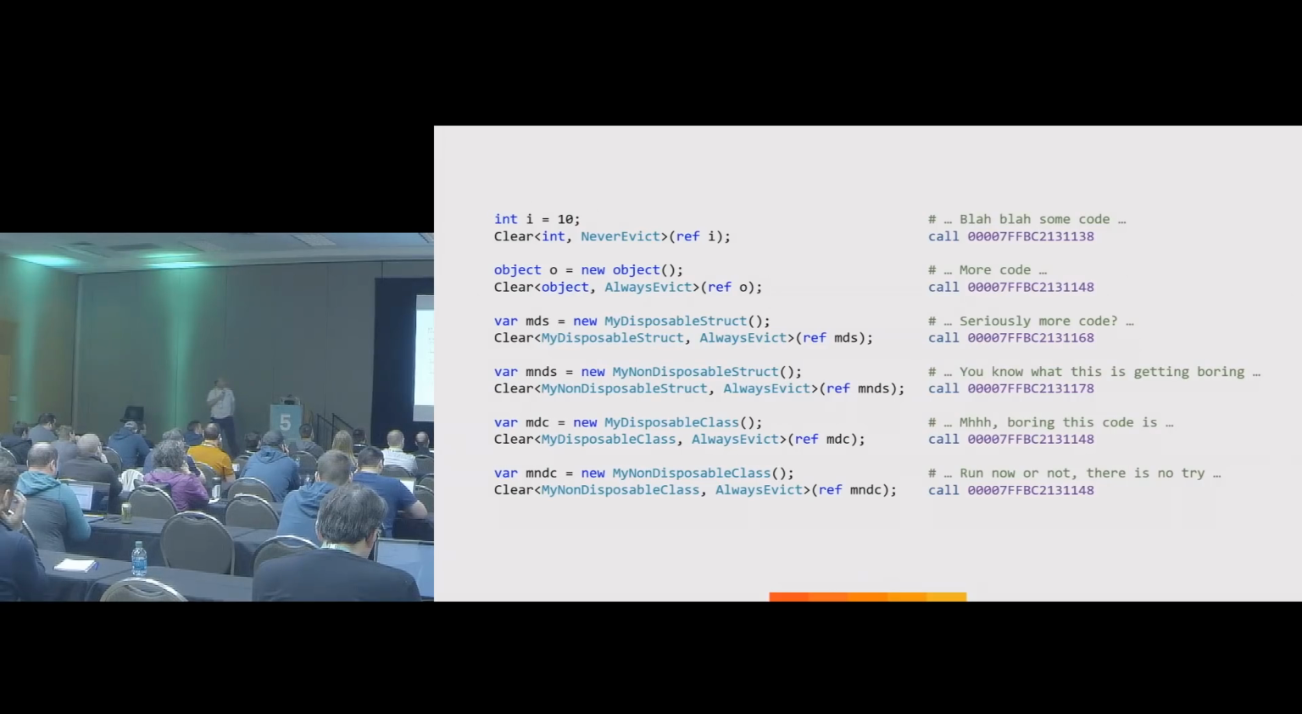So let's look at this. We have an int that we are never going to evict. We have an object that we are always going to evict. We have a disposable struct that we are always going to evict. We have a non-disposable struct, because structs can also be disposable, that we are going to evict. We also have a class that we are always going to evict, and a non-disposable class that we are going to evict. Did I miss anyone? I think no. I think this is a good matrix. Let me know if I missed anyone.